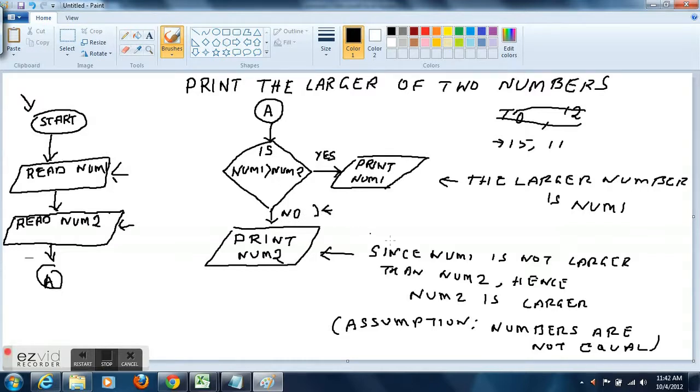Okay. Now we have made one assumption here, that these two numbers are not equal. Even if they are equal, it will still work, but I made an assumption that these numbers are not equal. So look into this flowchart carefully and write some examples all by yourself, and you will get the idea about how to draw this kind of flowchart where a decision is being taken.